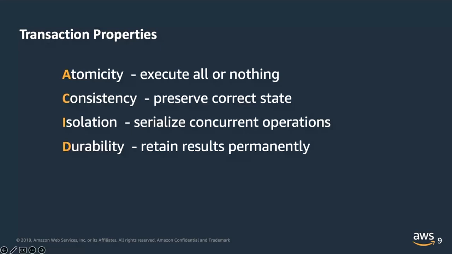Consistency means that your operation leaves the database in a consistent state, in a correct state. Isolation: you have multiple developers who can read or write data in your application, and you want isolation guarantees so that you can serialize concurrent operations. And finally, durability, meaning that whatever data you have written remains permanent. And in this particular talk, we're going to talk about atomicity and isolation specifically.